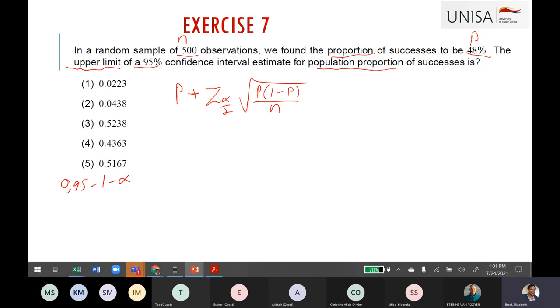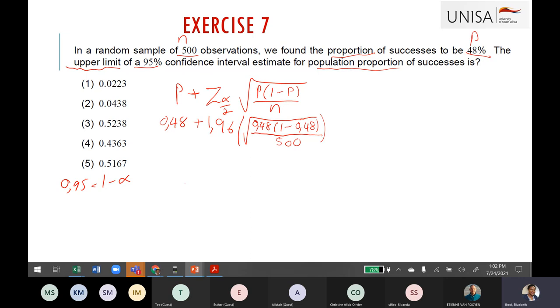Okay, so how do we answer this? Our p is 0.48 plus our critical value 1.96. So even though they're asking us for the upper limit, as long as it's confidence intervals, we're going to divide alpha by 2. So it's 1.96 times the square root of 0.48 times 1 minus 0.48, divided by our n, which is 500.